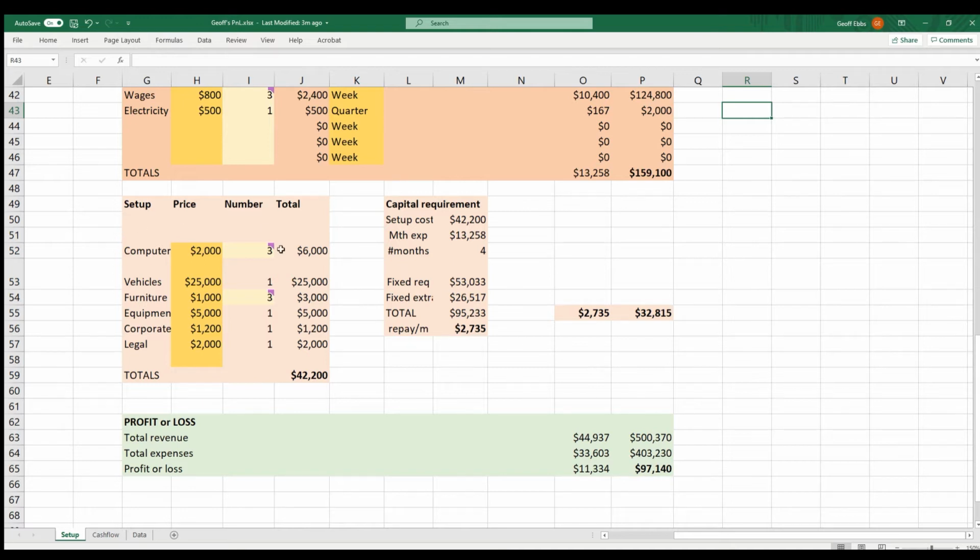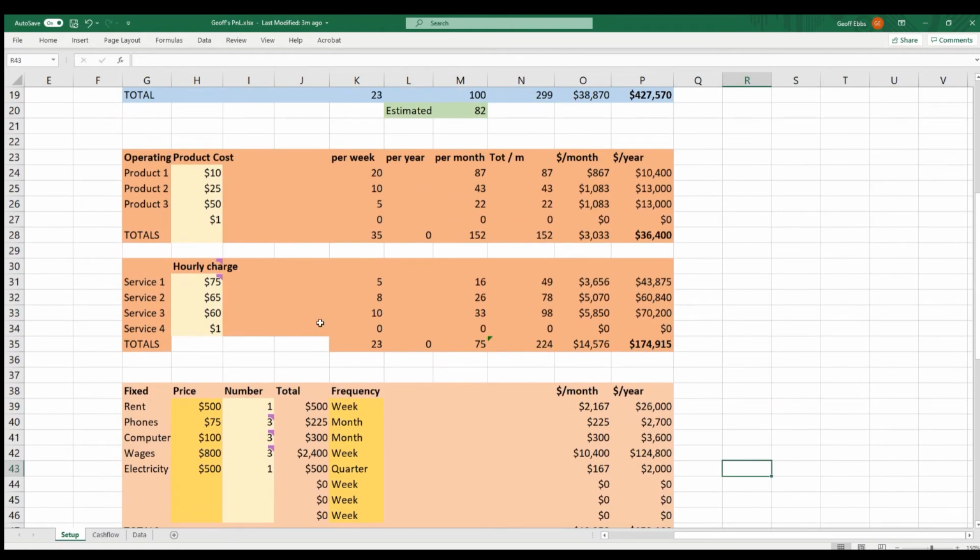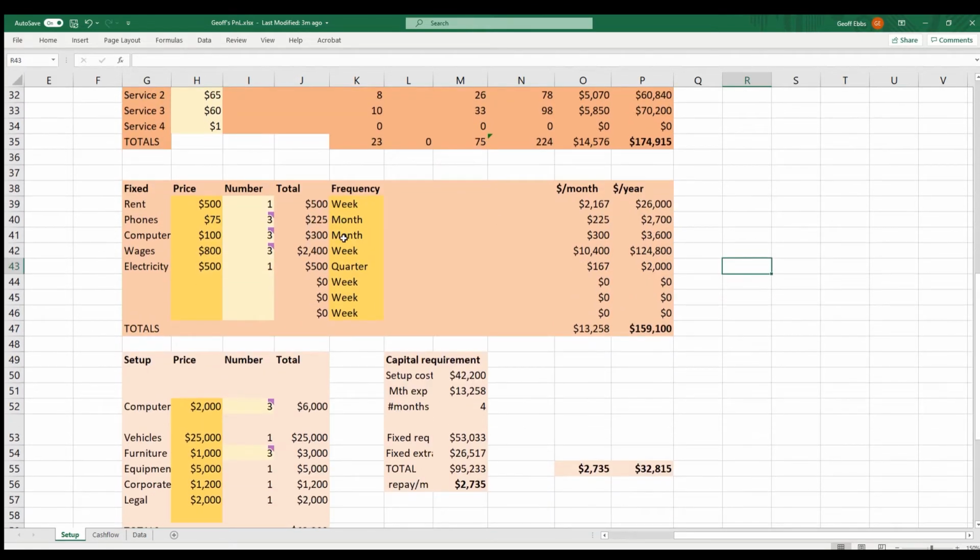So here are our setup costs. In the beginning, we had to buy computers, vehicles. So there's three sorts of costs. Our operating costs, which are the cost of actually making the product or buying the product, and the cost of delivering the service. So these costs go up and down when we sell more products or services. These fixed costs don't go up or down, they're fixed. They're the same every week, month, quarter, or so on.